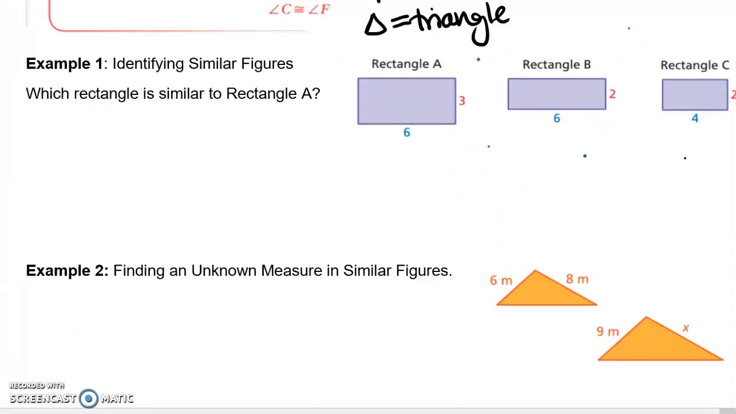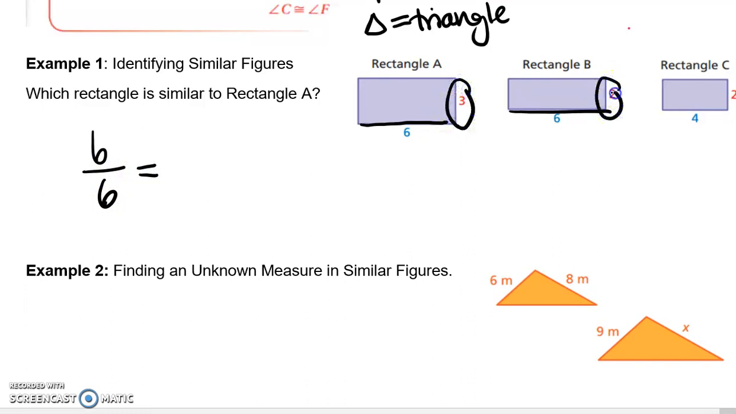So let's look at example 1. Example 1 wants us to find out which rectangle is similar to rectangle A. I'm going to set up my corresponding sides to be proportional. So this would be 6 over 6 equals 3 over 2. Now there's a couple different ways you can see if these are equal. 6 over 6 simplifies to 1, and 3 over 2 simplifies to 1.5. So I know that rectangle A and rectangle B are not similar to each other.